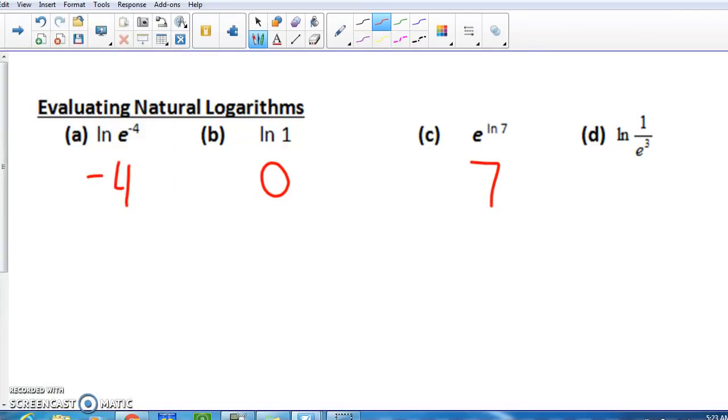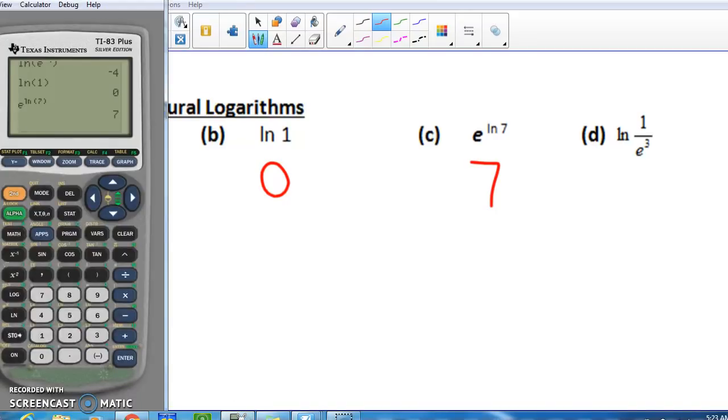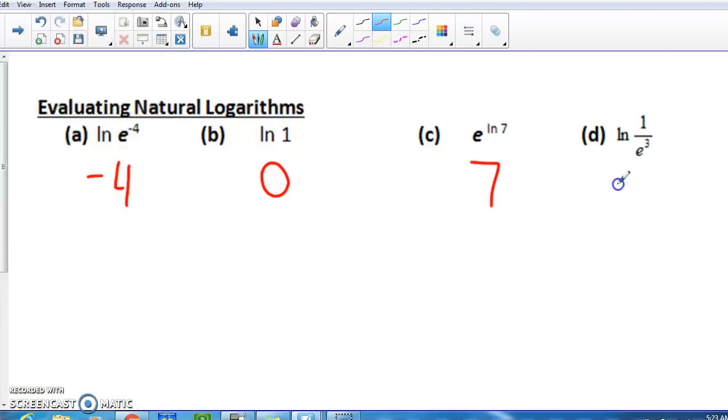And then I have ln of 1 over e to the 3rd. Same thing, I can type in ln of 1 divided by e to the 3rd, and I get -3. Now that shouldn't be surprising to you, because 1 over e to the 3rd is the same thing as e to the -3rd, and that ln and e cancel each other out. So the evaluating is no problem, just like when we did basic evaluating with normal base 10 or other base logs. This was not an issue either.